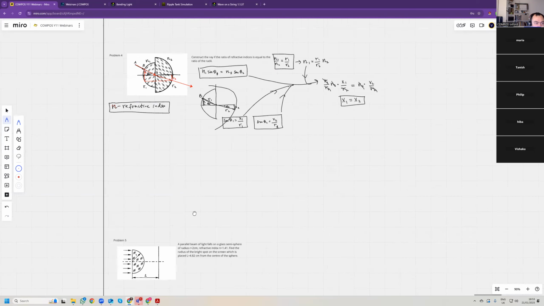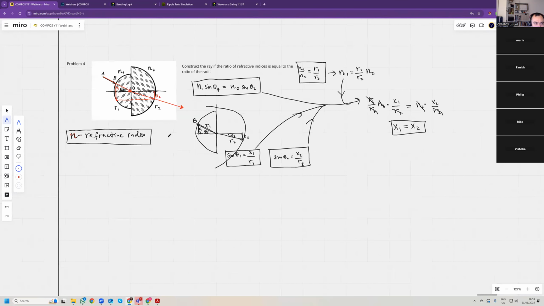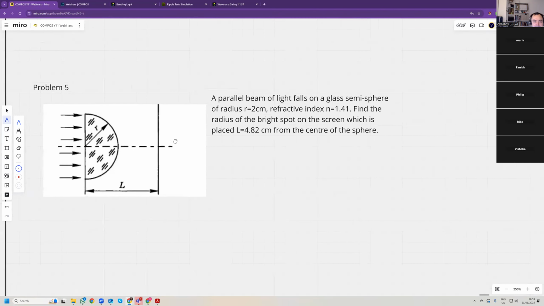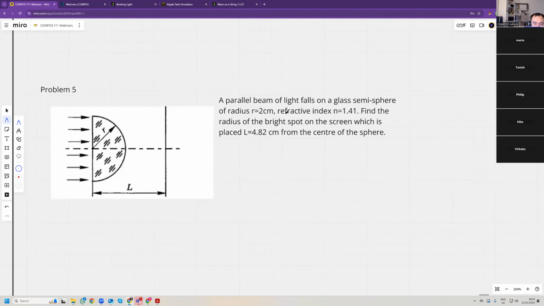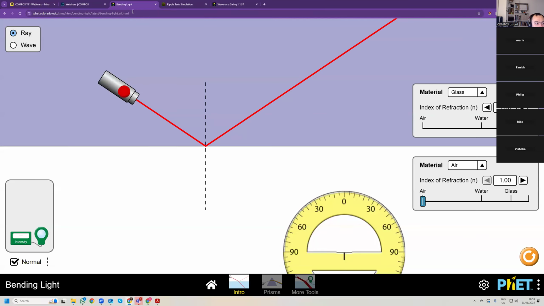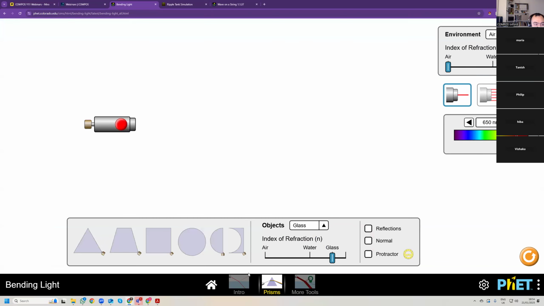Problem 5. A parallel beam of light falls on a glass semisphere of radius 2 centimeters, refractive index n equals 1.41. Find the radius of the bright spot on the screen, which is placed 4.82 centimeters from the center of the sphere. What on earth are they talking about? Well, let's do this experiment.